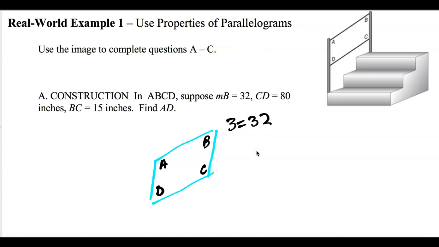And we have that CD equals 80. So that's this line here. Highlight this. CD is equal to 80. So length. And BC, another length, is equal to 15. So find AD. In this case, they want us to recognize that opposite sides of a parallelogram are congruent. Therefore, if I'm tasked to find AD, AD is going to be the same as the other side, so AD will be 15.